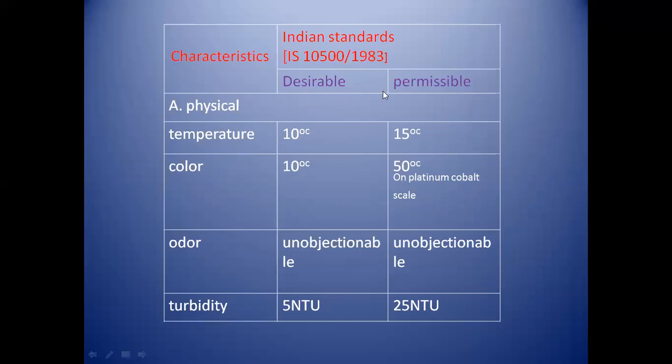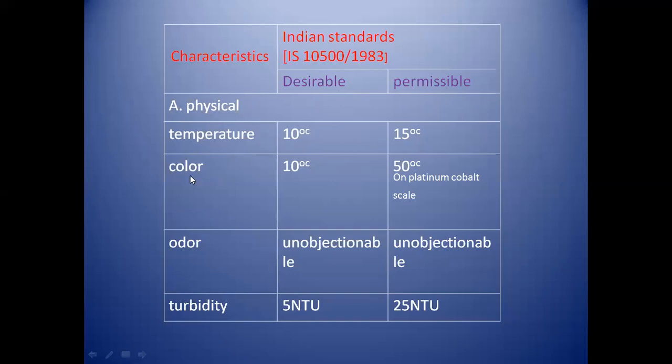As per the IS code, every characteristic has two values, the desirable and the permissible value. That is the minimum and maximum value of that characteristic. First are the physical characteristics. The first physical characteristic is temperature. The desirable value of temperature is 10 degree Celsius and the permissible value is 15 degree Celsius.